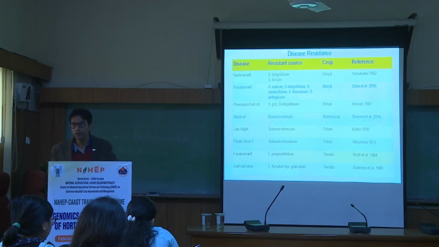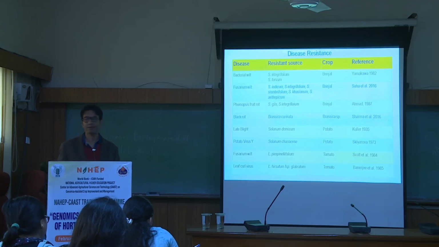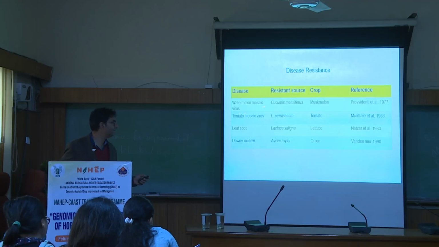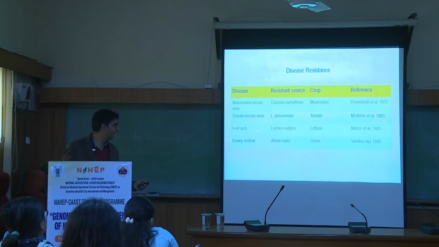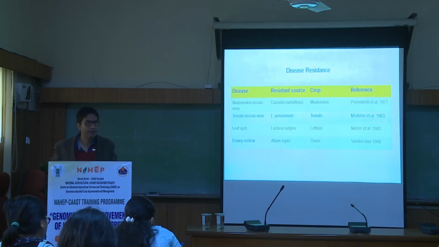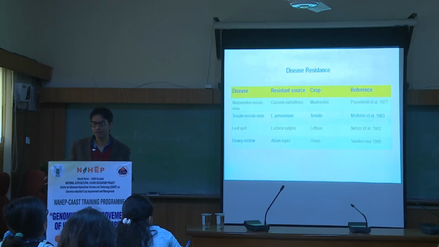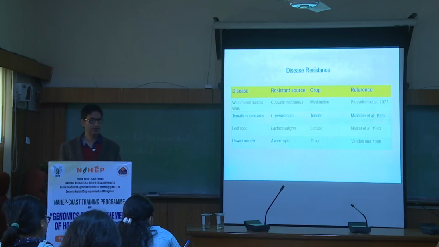That means we know that there are some species which are resistant, and it is based upon the work done by other scientists. Similarly, Cucumis metuliferus for watermelon mosaic virus, peruvianum for tomato mosaic virus, Lactuca salina for leaf spot, and Allium royale for downy mildew. I will tell you the story of Allium royale after some time. In case of onion, there is purple blotch, and that was in our time also, that is in your time also. But have you seen any source of resistance to them? No source of resistance, and nobody is working on it.